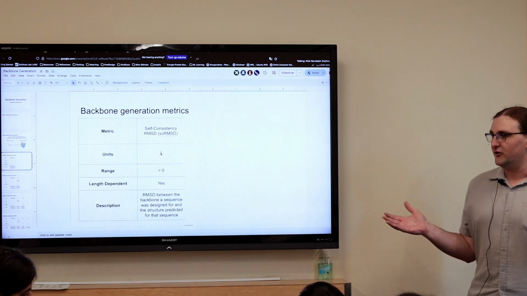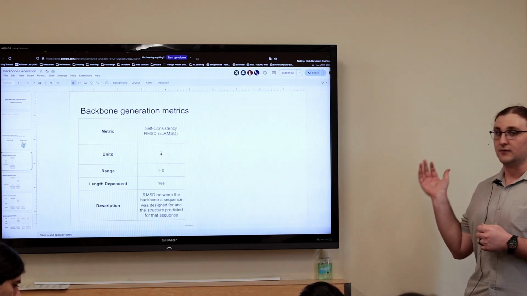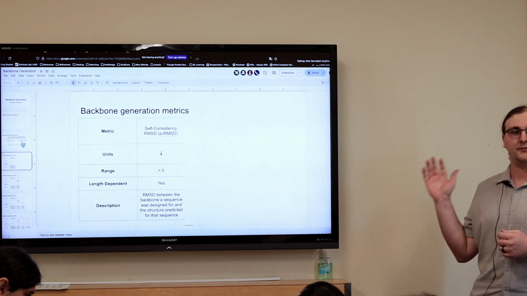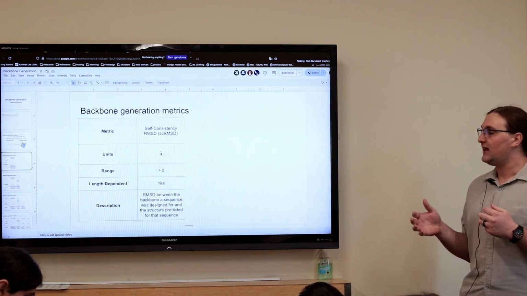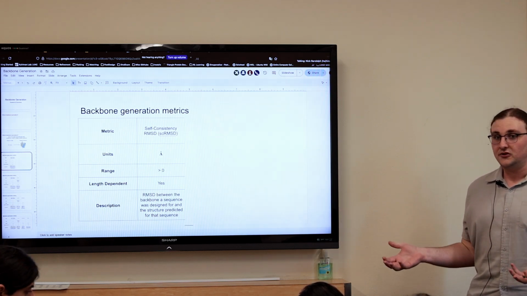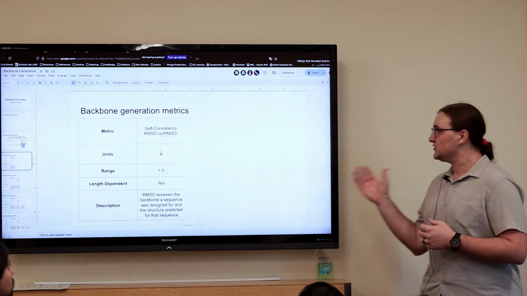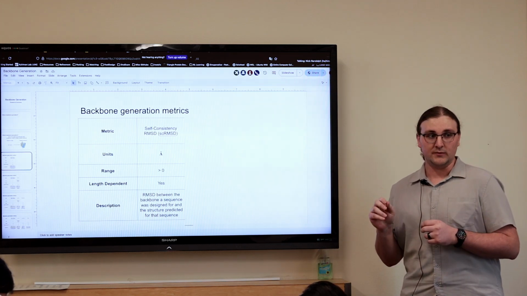So you already probably have heard of many of the backbone generation models, but I want to talk about some of the generation metrics. These are going to be some of the things that we use to validate whether these designs are good or useful. So the first one of which is the self-consistency RMSD.